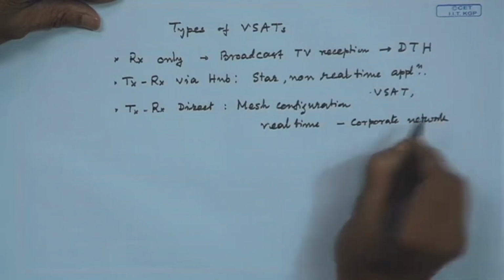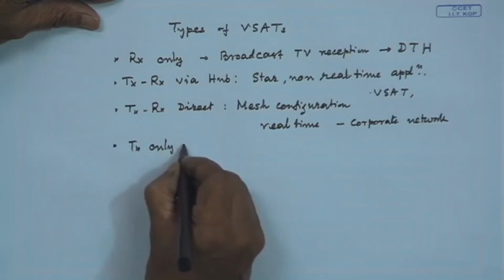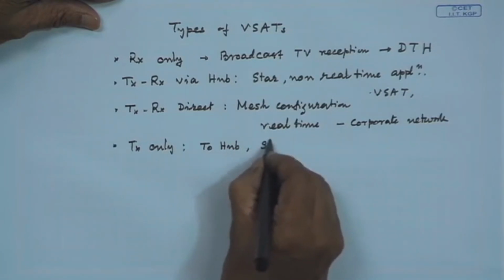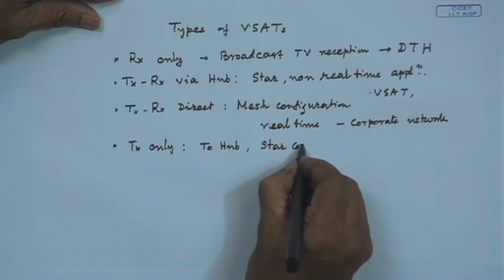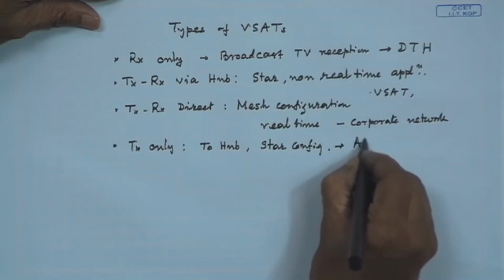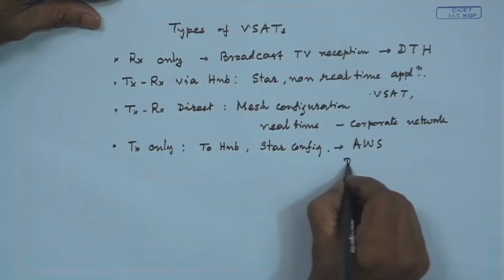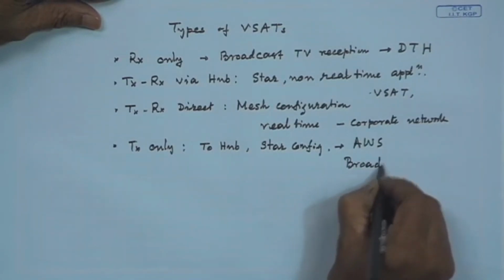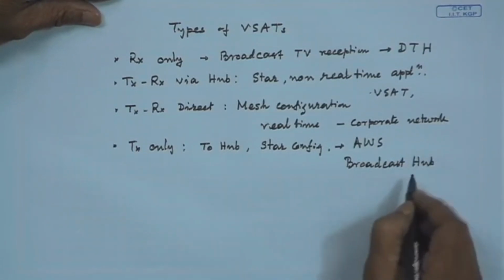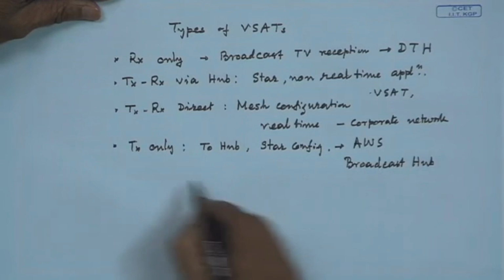where real time communication is required, and there could be transmit only, that is to hub, and it is a star configuration. Examples are automatic weather station, we explained. Also it could be the broadcast hub, that TV transmission is done by the hub station for broadcasting. So, that is only one uplink. So, that is transmit only.